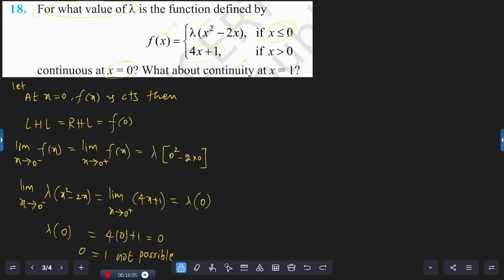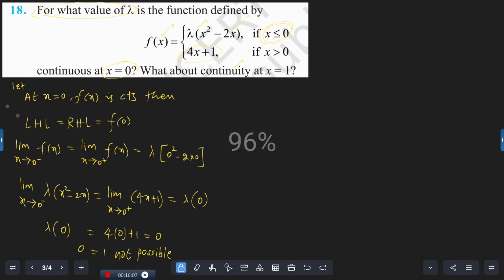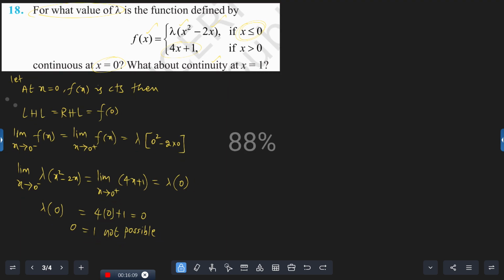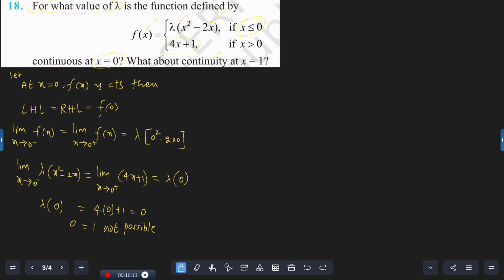Okay, you have to write the finishing word. Whatever value you give for lambda, the function will never be continuous. What is it the book back mentions?